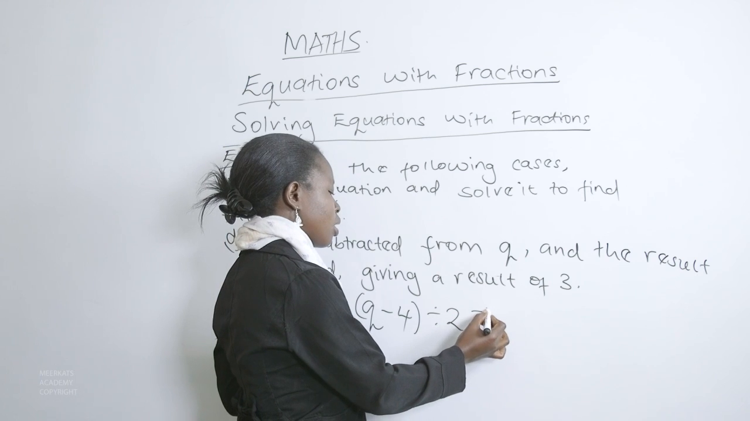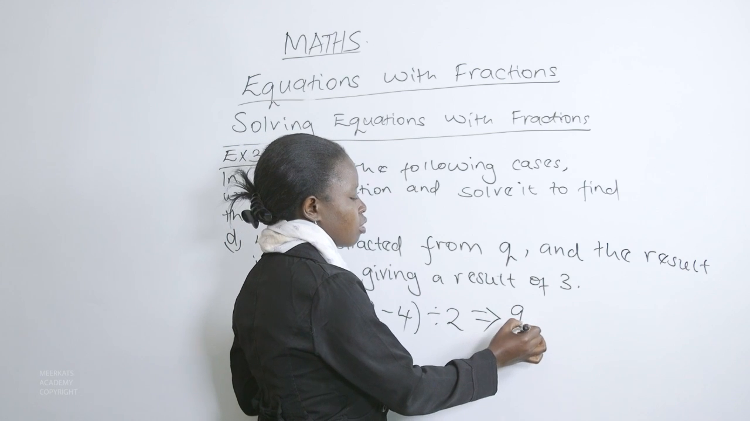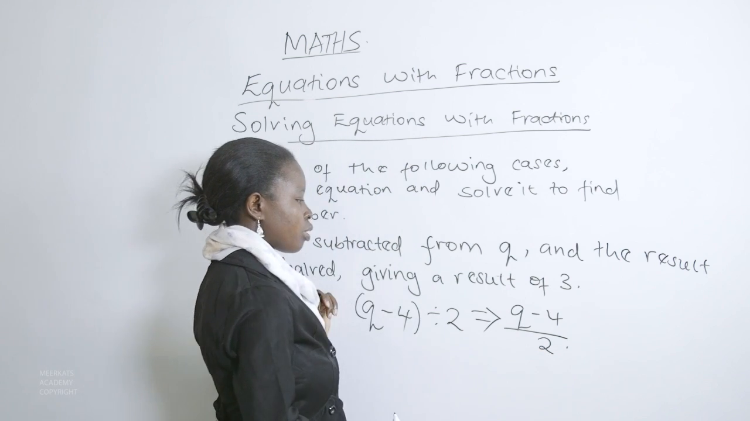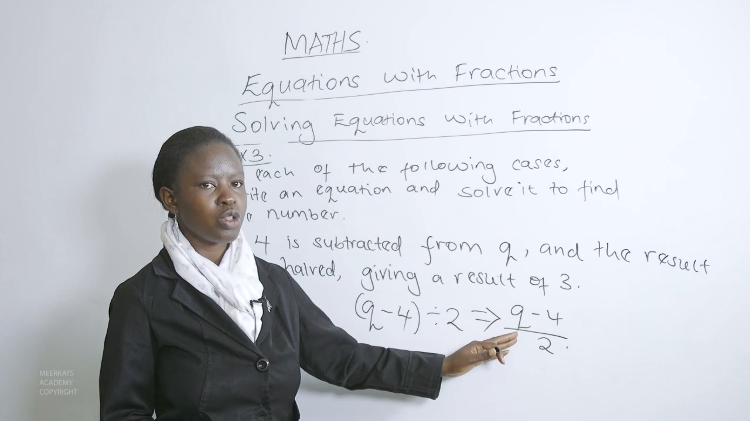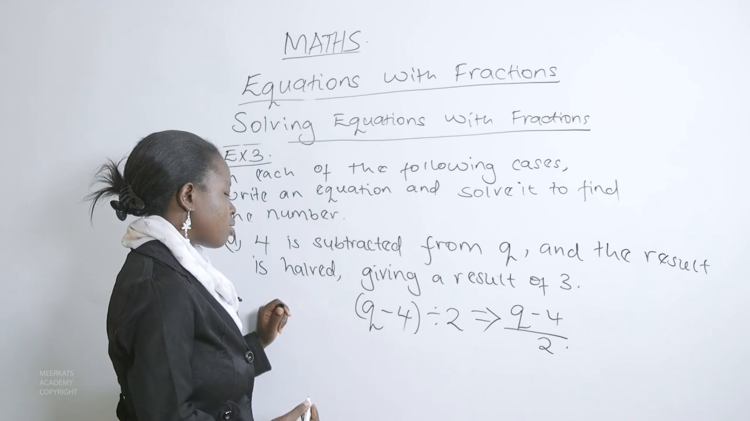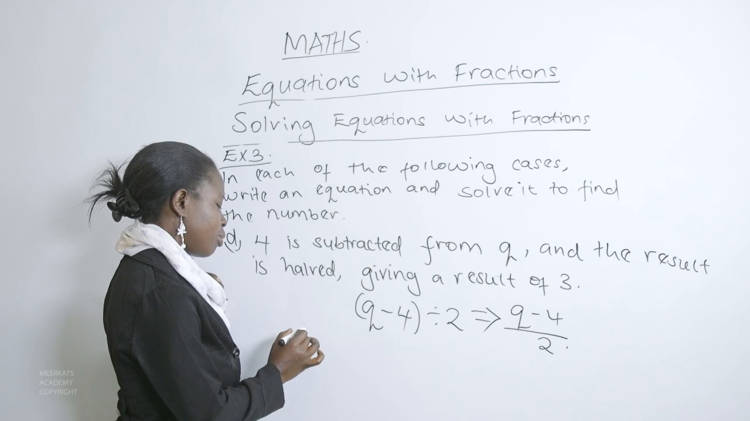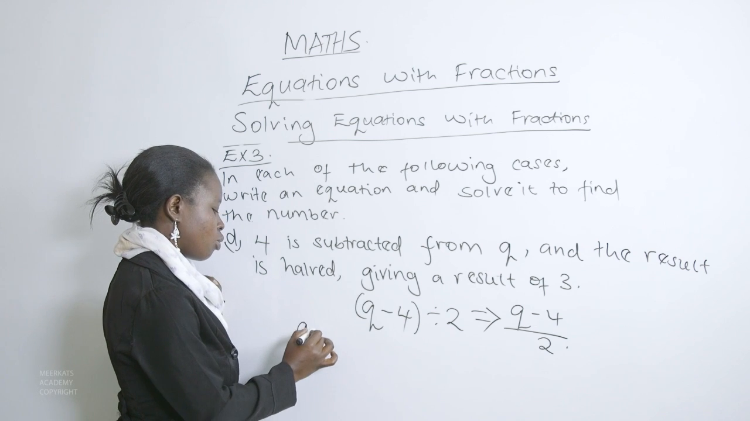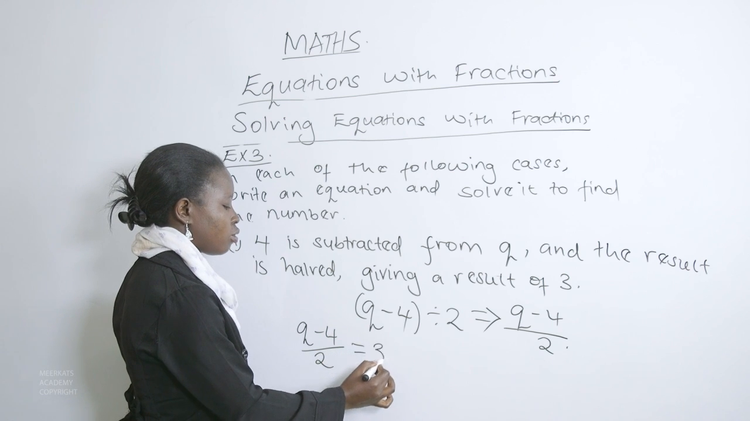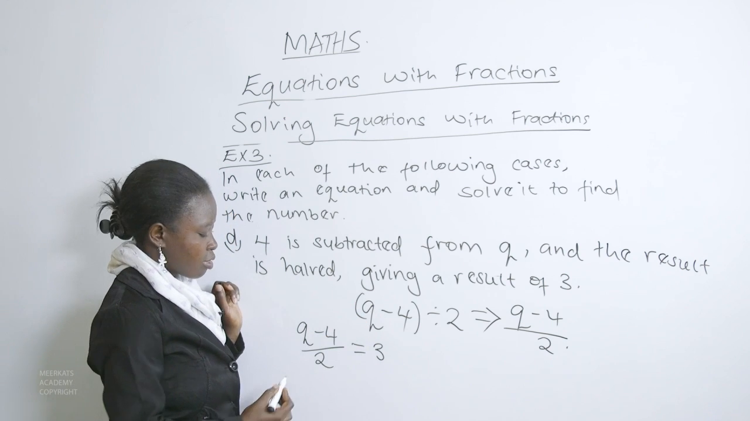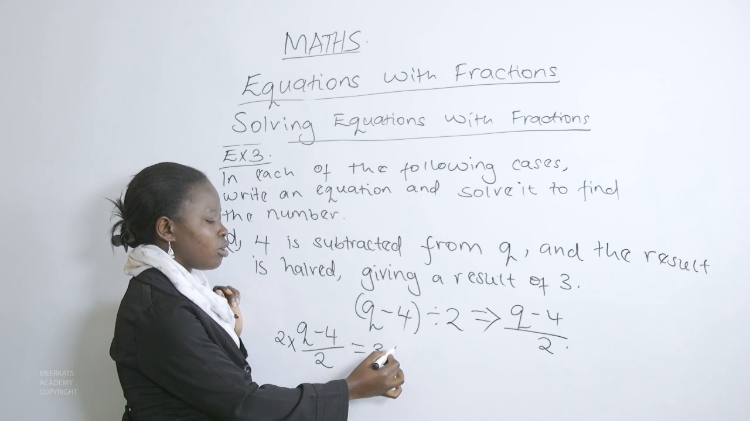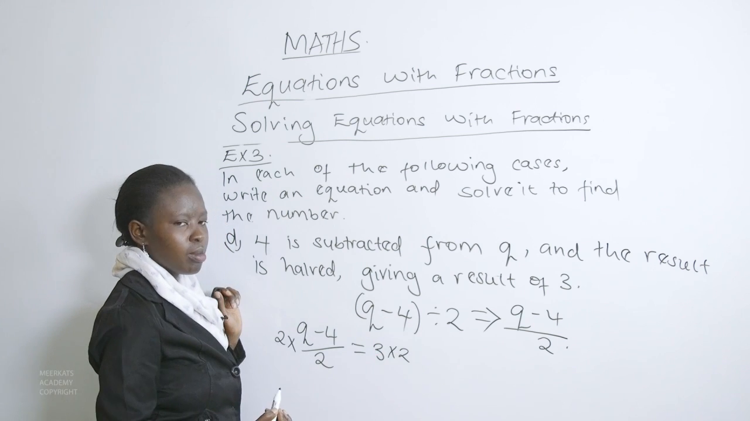To half is simply to divide by 2. So this expression is simply the same as Q minus 4 all over 2. So when we have this equation, our result is 3. So the result being 3, we need to solve the equation. Q minus 4 over 2 is equal to 3. What is our first step? Multiply by 2 on both sides. So multiply by 2, multiply by 2.